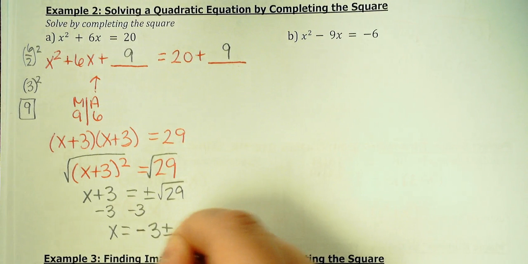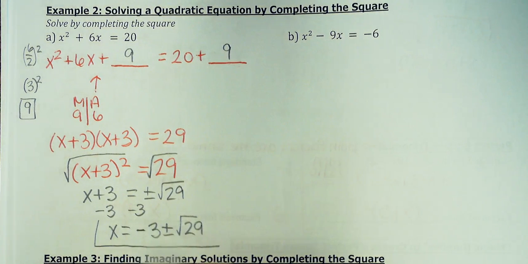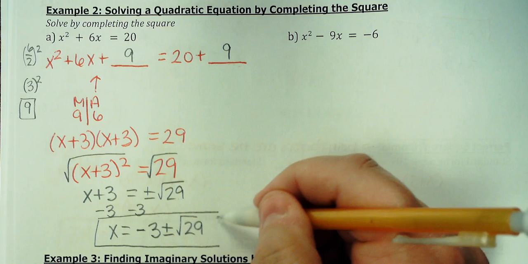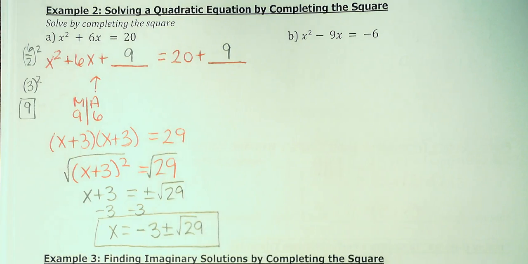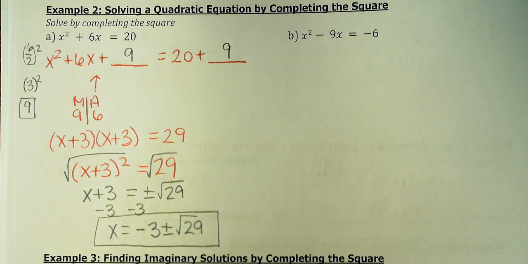Negative 3 plus or minus the square root of 29. And we don't want to do any rounding or anything like that. This is an exact answer. You just go ahead and leave it like that. These are two answers here: negative 3 plus the square root of 29 and negative 3 minus the square root of 29.